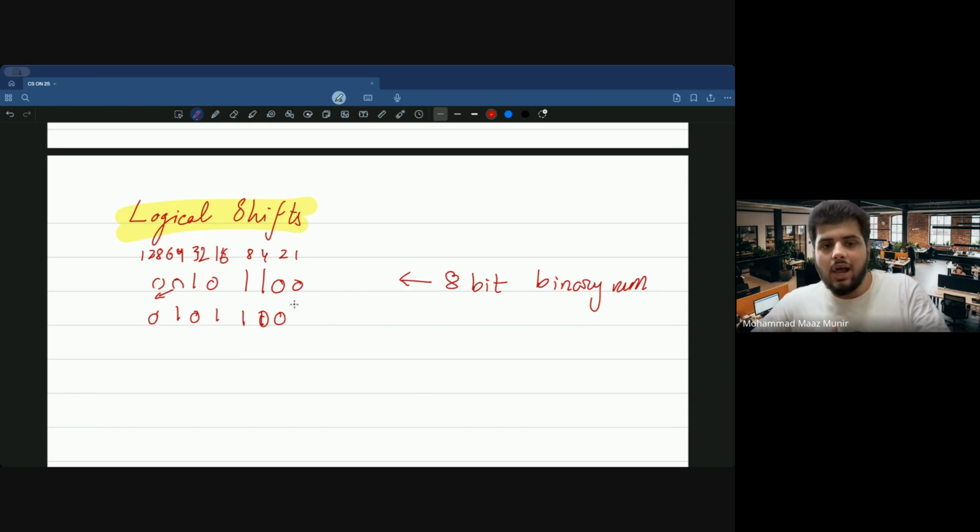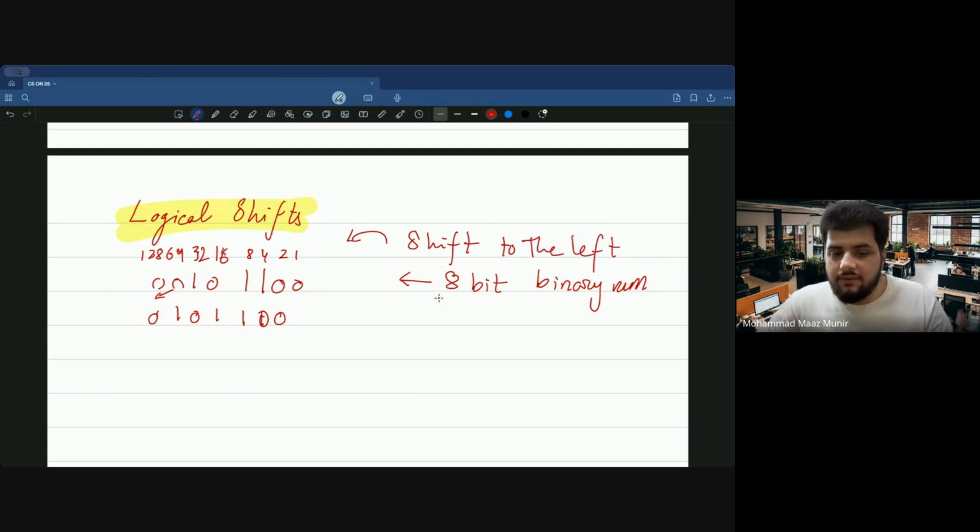Once we take a left side shift, this shift is known as a logical left shift. What did I do? I just shifted all the numbers to the left side. Shift to the left. If I shift all the digits to the left side, what is going to happen? There is a missing bit up here. This zero goes out.